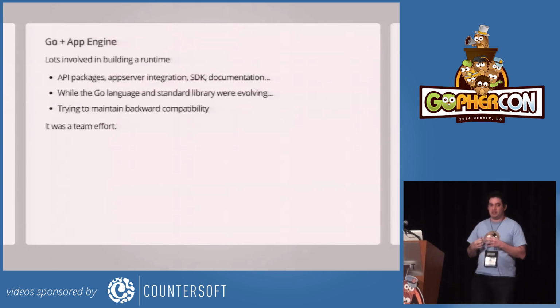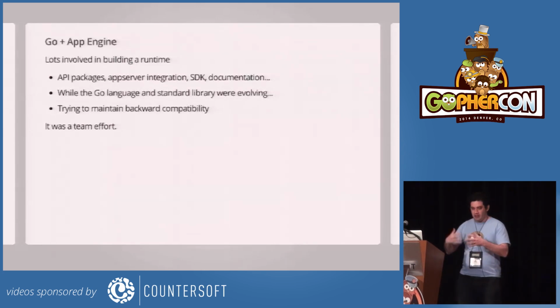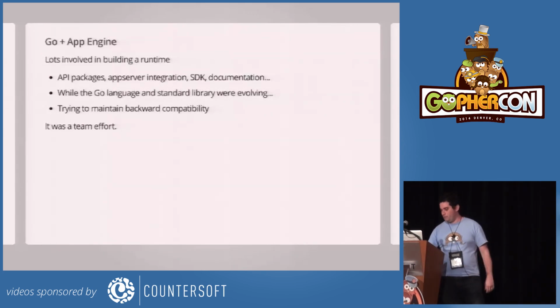So we were building all this stuff, trying to maintain backward compatibility as well, because we wanted to be able to tell people, hey, give us your code and we'll run it. But we didn't want, a couple months later, to say, oh yeah, the Go standard library changed, we're not running your app anymore. So we were trying to figure out what that meant as well.